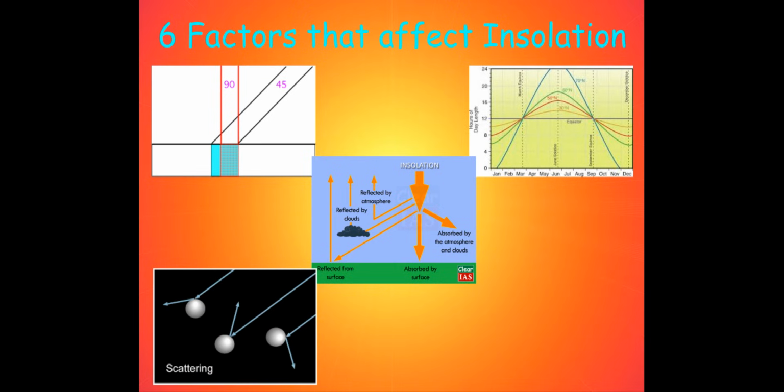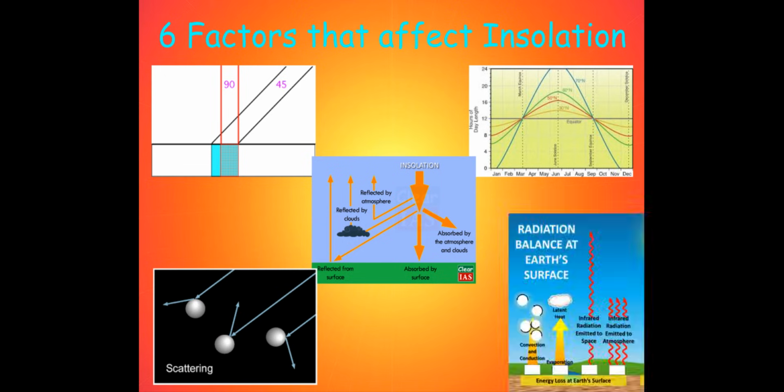Scattering of insolation. Insolation can be scattered by the molecules of gas, water, or dust in the Earth's atmosphere. This is actually why the sky is blue. And last is energy conversion. Insolation can be transferred into stored potential energy, latent heat, by evaporation of water or sublimation of ice. So all of these are what helps to make our climate the way that it is.